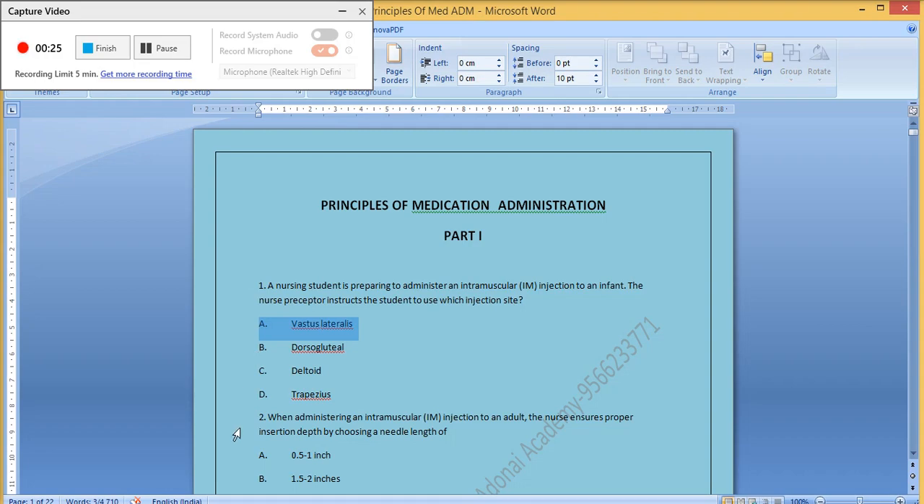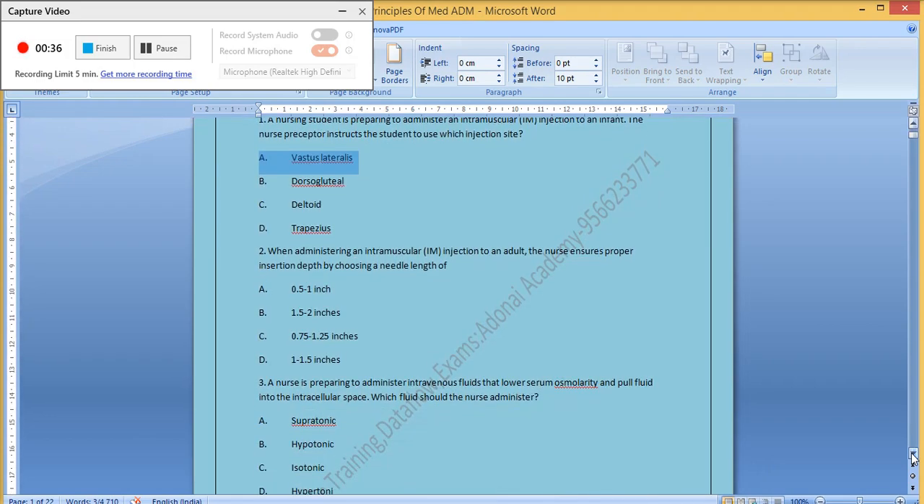Vastus lateralis. When administering an intramuscular injection to an adult, the nurse ensures proper insertion depth by choosing a needle length of A. 0.5 to 1 inch, B. 1.5 to 2 inches, C. 0.75 to 1.25 inches, D. 1 to 1.5 inches. Correct answer is D.